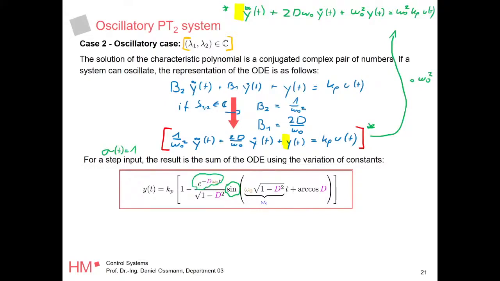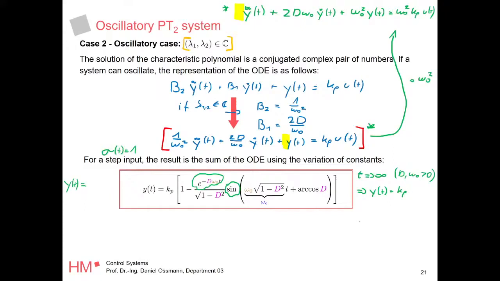And if d and omega 0 are positive, this function is going to decay. So what can we say about y of t? Let's say what happens at t equals 0. Well, if t equals 0, then we are left with the initial conditions, which are 0. The more important thing is what happens if t goes to infinity. If t goes to infinity and we assume d and omega 0 are bigger than 0, what remains is y of t equal to kp, right?